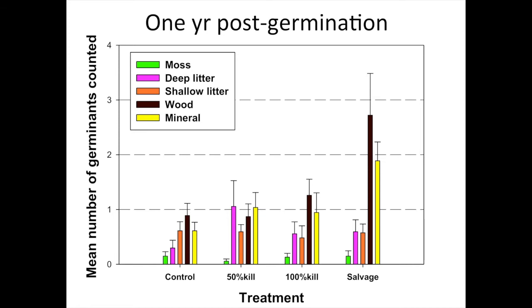And what you can see is basically the survival rate is now down. We're talking about the mean number of germinants that have survived that first winter. We're down to one in all the treatments except for the clear cut, where we have on average about two for the wood and mineral soil. So this, we'd suggest, is probably not the greatest news in terms of the future of these mountain pine beetle stands in the absence of any kind of active management.